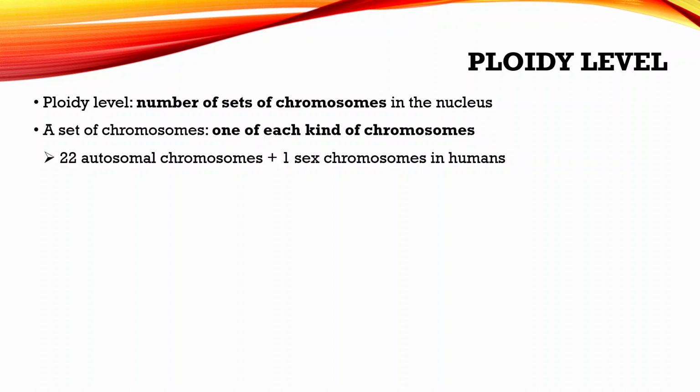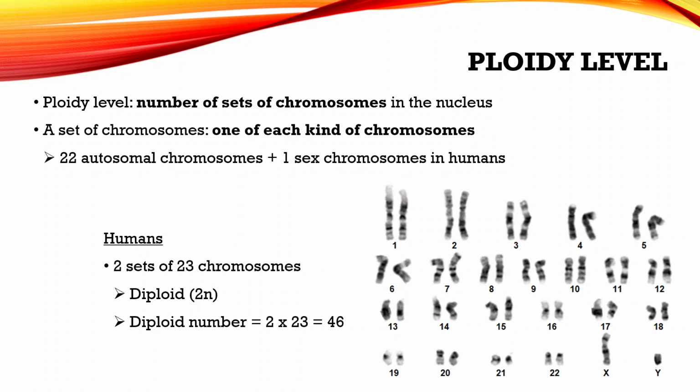The 23 involve 22 autosomal chromosomes, which are called chromosome 1, chromosome 2, all the way to chromosome 22. And then we have one sex chromosome, which we call either X or Y. So you see here the karyotype of a normal human male. There are 22 pairs of autosomal chromosomes and one pair of sex chromosomes, so two sets of 23 chromosomes in total.